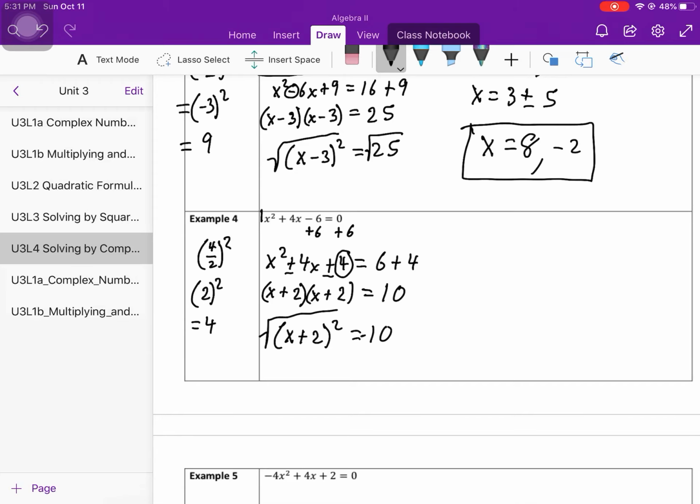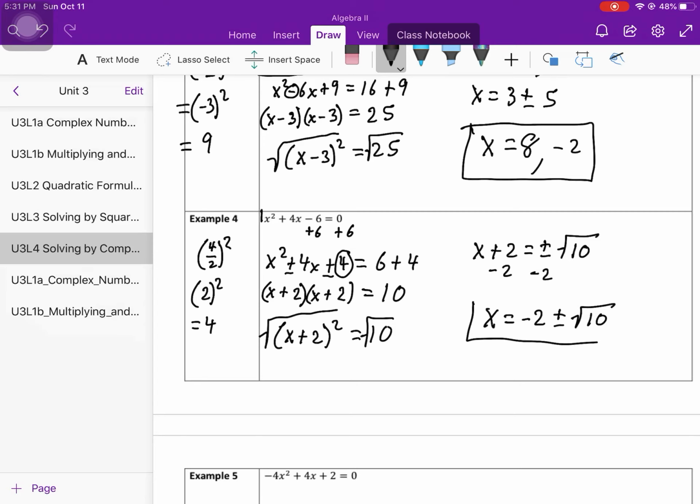Now that I have it in the perfect square, I take the square root of both sides, and we are going to get x plus 2 equals plus or minus, because there are going to be 2 solutions, the square root of 10. Now the square root of 10, we can't break that up. It's not a perfect square, and it doesn't have any factors that are perfect squares. To get x by itself, I'm just going to subtract 2 from both sides. I get x equals negative 2 plus or minus the square root of 10.